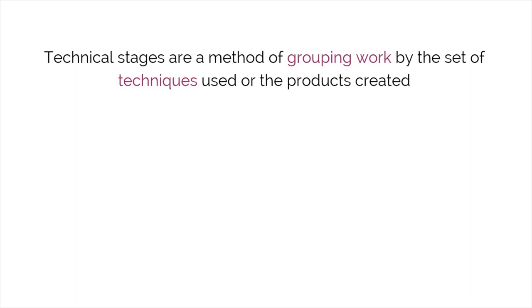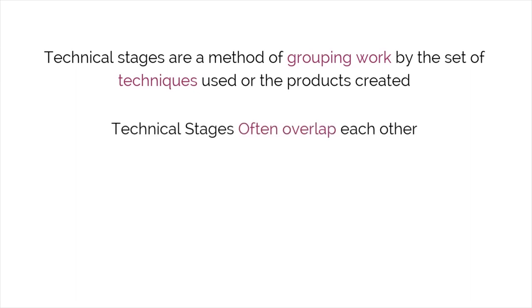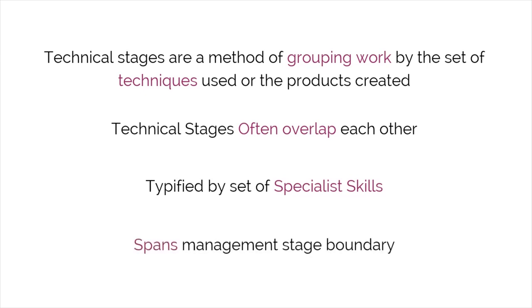Unlike management stages, technical stages often overlap each other. They're typified by the use of a particular set of specialist skills, and the management stages equate to commitment of resources and authority to spend. A technical stage spans a management stage boundary. The extent to which the product of a technical stage should be complete by a stage boundary should be clear in the concerned product description.